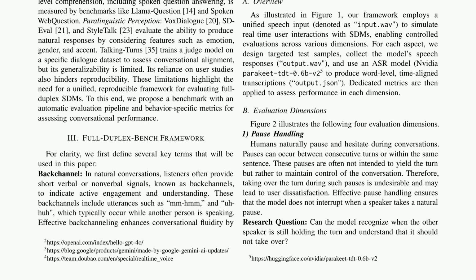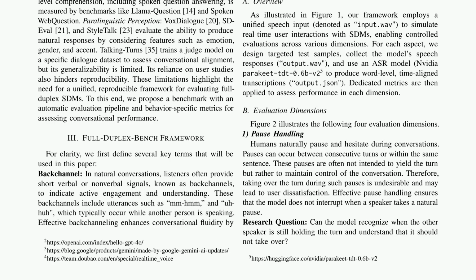B. Evaluation dimensions. Figure 2 illustrates the following 4 evaluation dimensions. 1. Pause handling. Humans naturally pause and hesitate during conversations. Pauses can occur between consecutive turns or within the same sentence. These pauses are often not intended to yield the turn, but rather to maintain control of the conversation. Therefore, taking over the turn during such pauses is undesirable and may lead to user dissatisfaction. Effective pause handling ensures that the model does not interrupt when a speaker takes a natural pause.